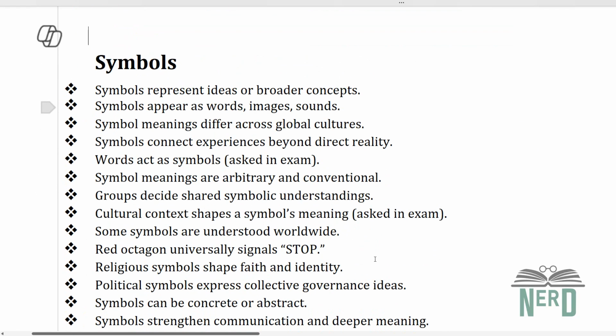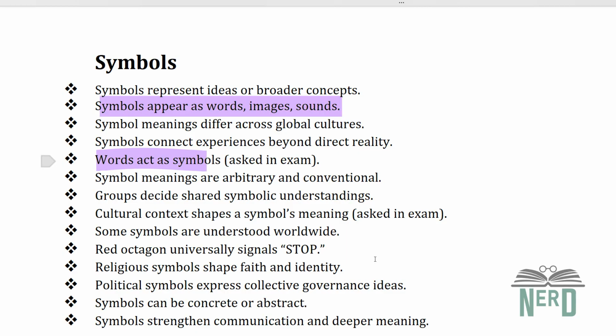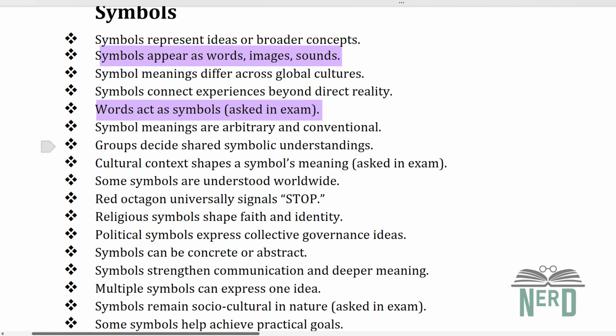Symbols can take many forms. They might be words, images, sounds, or any sign that carries meaning. And here's something important that has been asked in exam. Words themselves act as symbols because they stand for ideas or objects. When we say tree, the sound doesn't look like a tree. We just agree that it refers to one. That agreement shows how symbols are both arbitrary and conventional. Their meanings come from cultural understanding rather than natural connection.